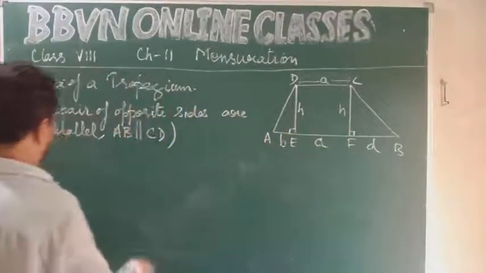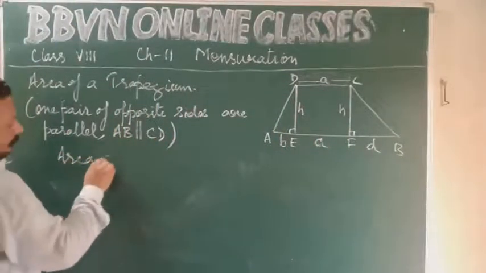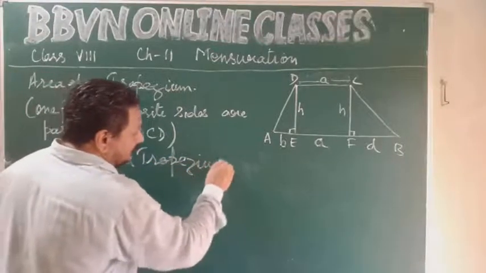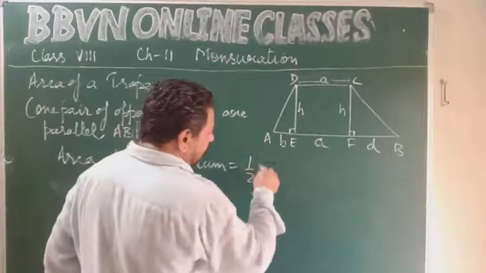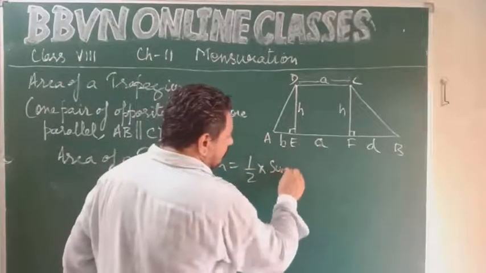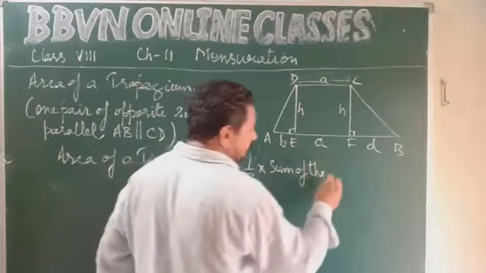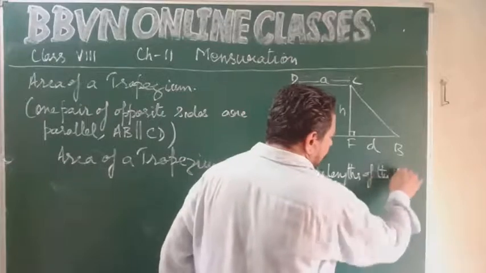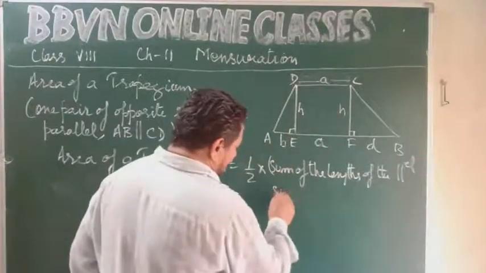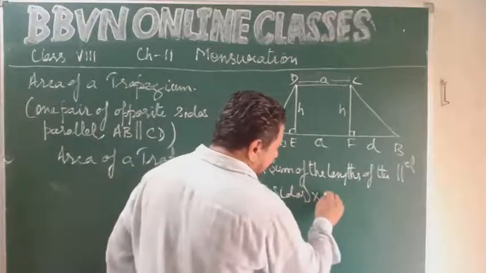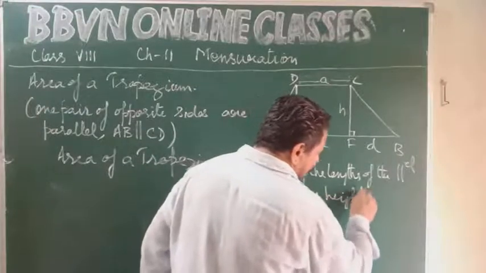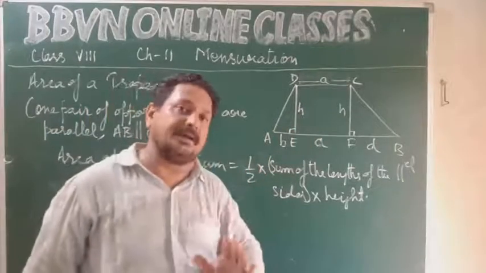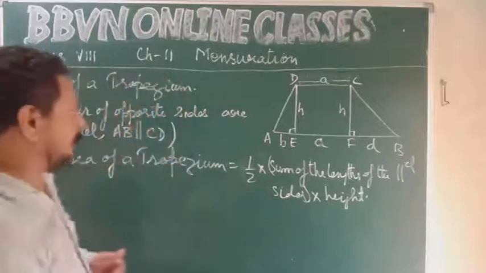So area of any trapezium, area of a trapezium is equal to half into sum of the lengths of the parallel sides into height. Height means the distance between the parallel sides. This is the formula to find the area of any trapezium. Okay, let's move to another geometrical shape.